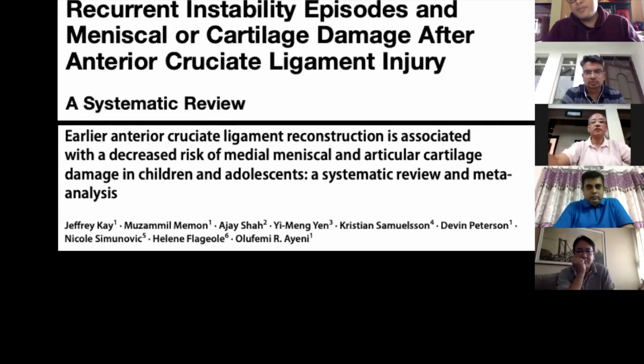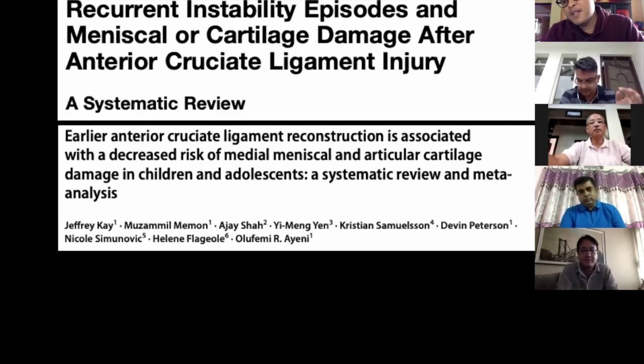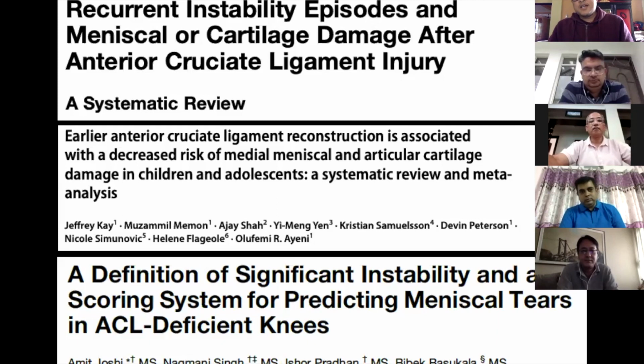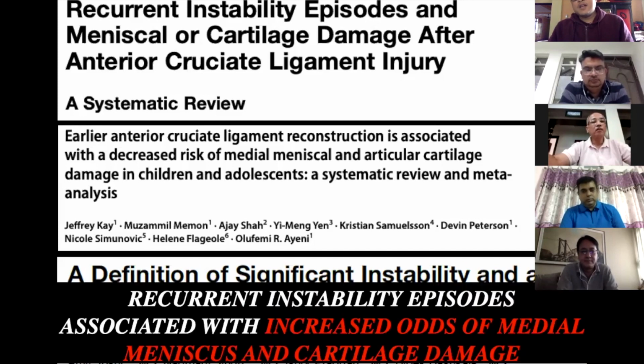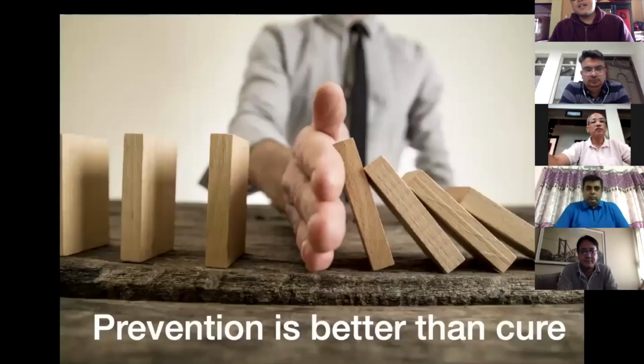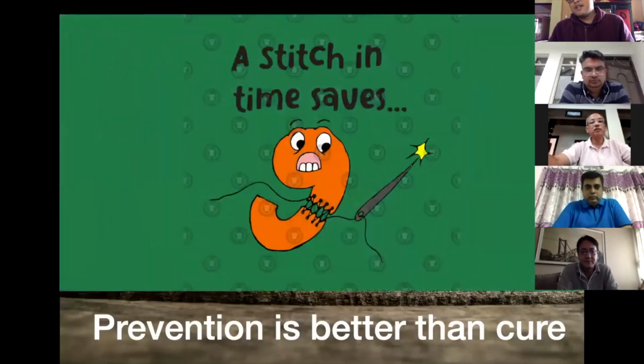But why we must do ACL reconstruction is that if it is not done, the activity level of that patient decreases significantly, and there will be a high chance of secondary injuries like meniscus and cartilage injuries, which will ultimately lead to a higher chance of osteoarthritis. There are multiple papers, and we have even published about the risk of meniscus injury if ACL reconstruction is delayed. So I think ACL surgery may be a preventive surgery, and a stitch in time saves nine. That is valid for ACL surgery as well.